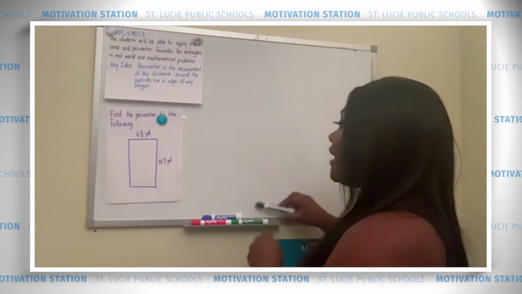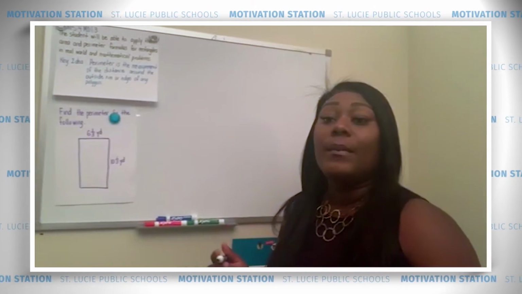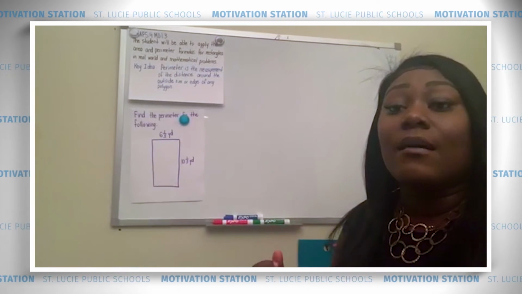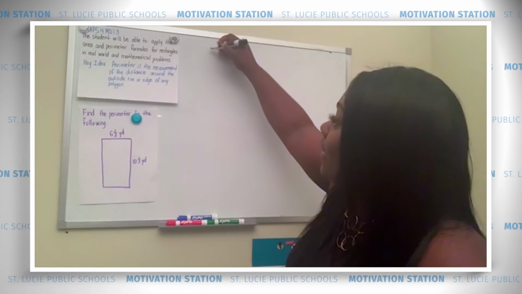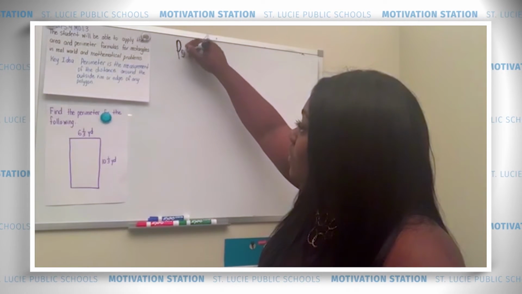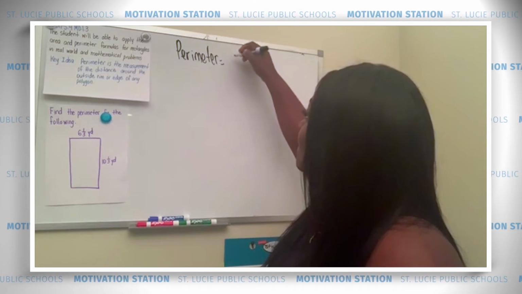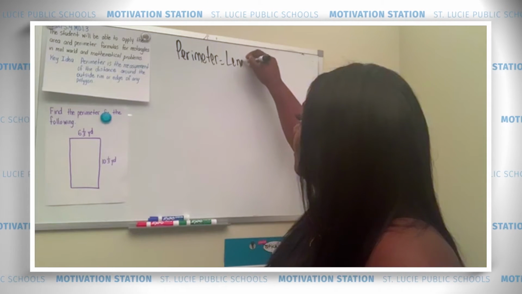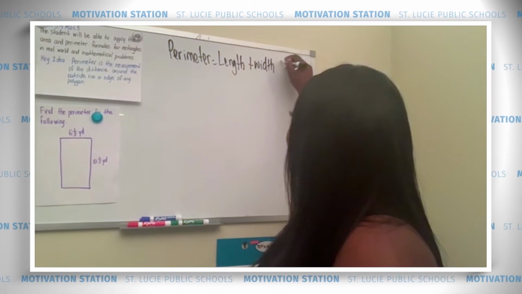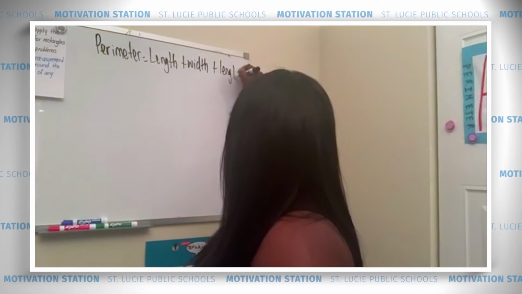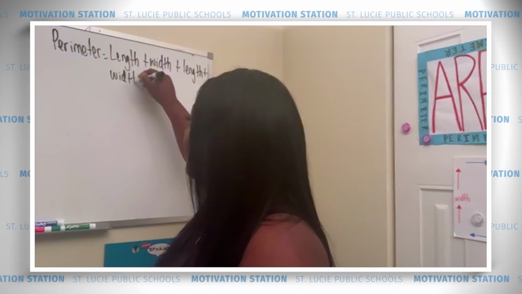And we're gonna go ahead and take a look at the formula. So in order to find the perimeter, I need to get the total, or the sum of the distance around this entire rectangle. To find the perimeter, I'll have to take the length and add it to the width and add that to the other length and add that to the other width.